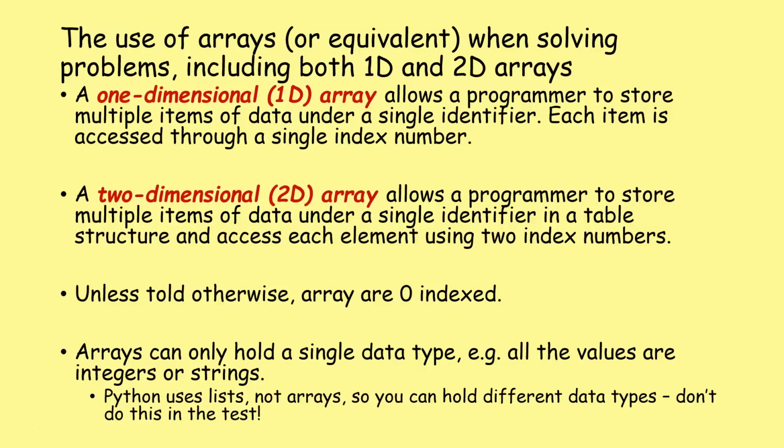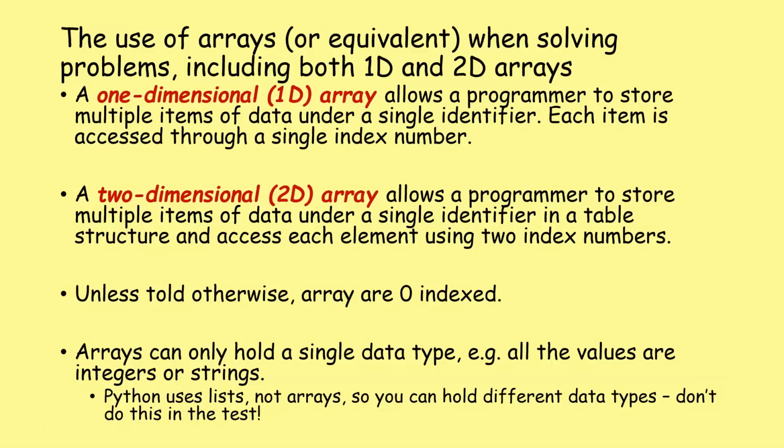A one-dimensional array allows a programmer to store multiple items of data under a single identifier. Each item or element is accessed through a single index number. A two-dimensional array allows a programmer to store multiple items of data under a single identifier in a table structure, so rows and columns, and access each element using two index numbers to identify the column and the row where the data is stored in the table.